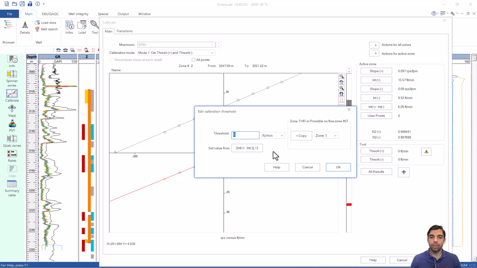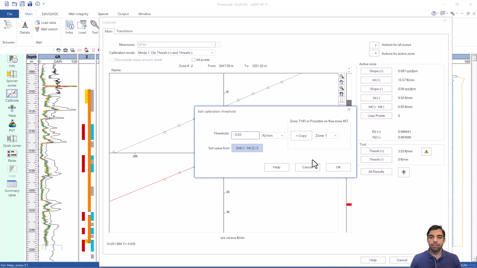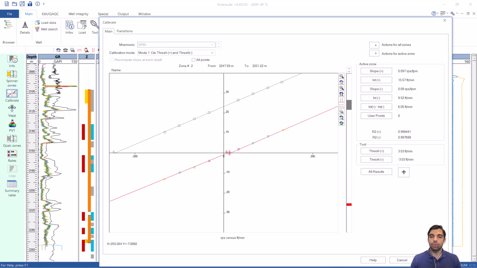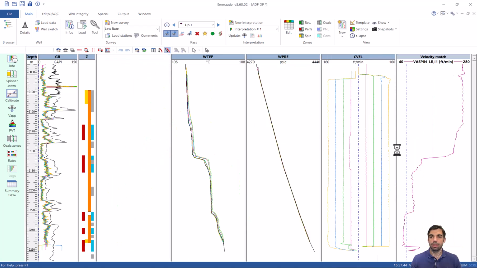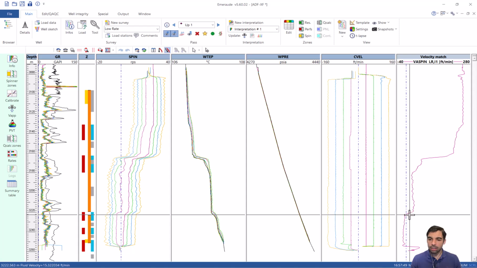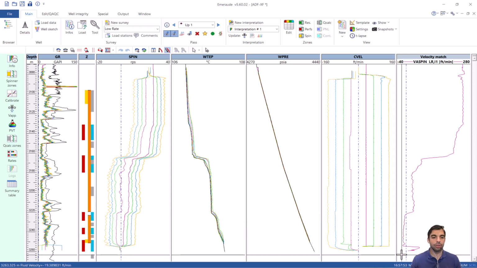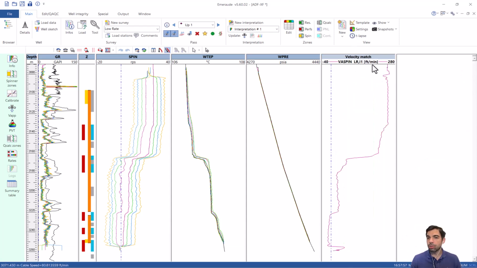So let's set the thresholds in this case from the distance divided by 2. And we are ready to compute the apparent velocity, in this case using all the passes. So this is the apparent velocity, which again shows negative velocities across the 3 deepest perforations. So this is a producer well, an oil producer.